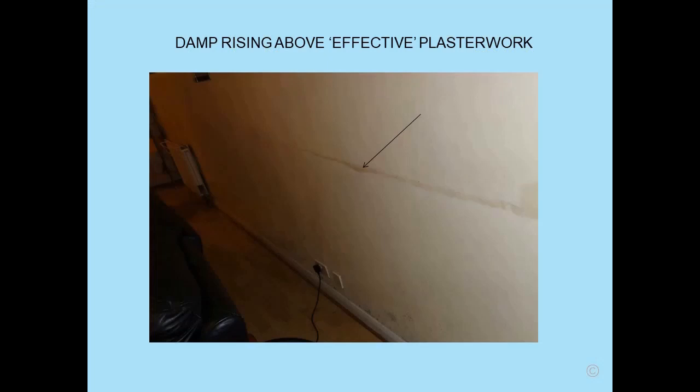Rising damp above effective plasterwork. Yep, that's not that uncommon. People seem to believe that rising damp can only rise a meter, and they replaster. The replastering shuts down some of the evaporation. The damp-proof course is not fully effective, and it rises above the new plasterwork. Sometimes a result like this is simply by not replastering to a sufficient height in the first place.